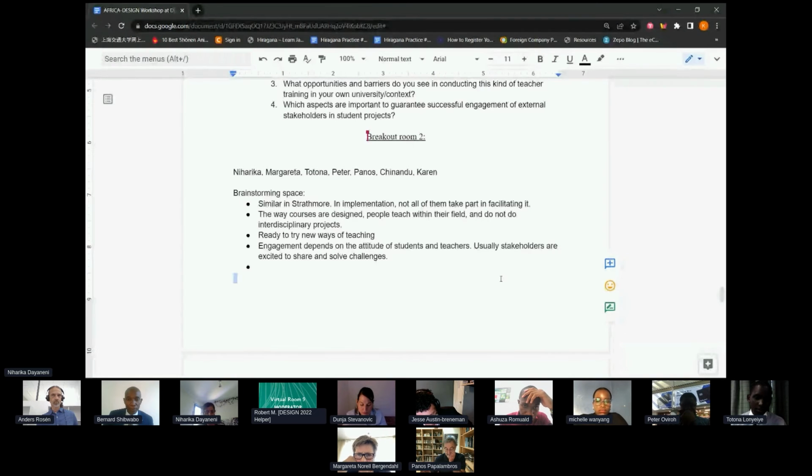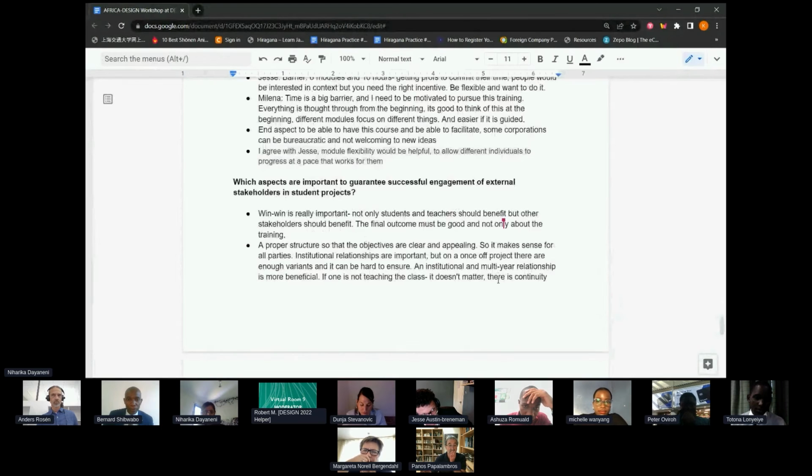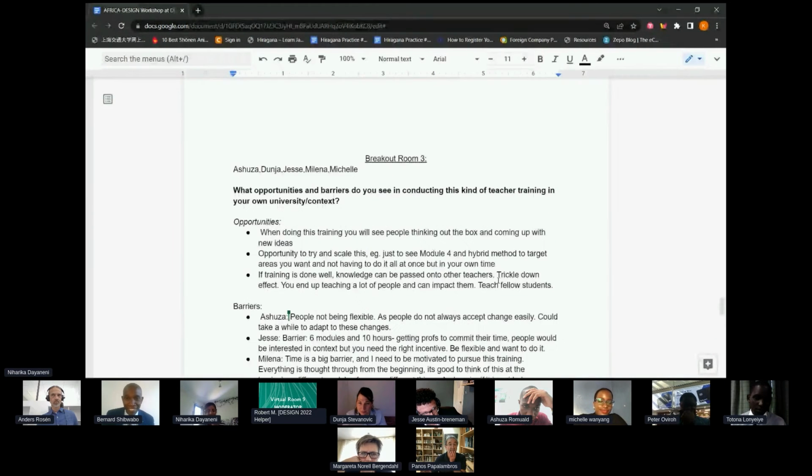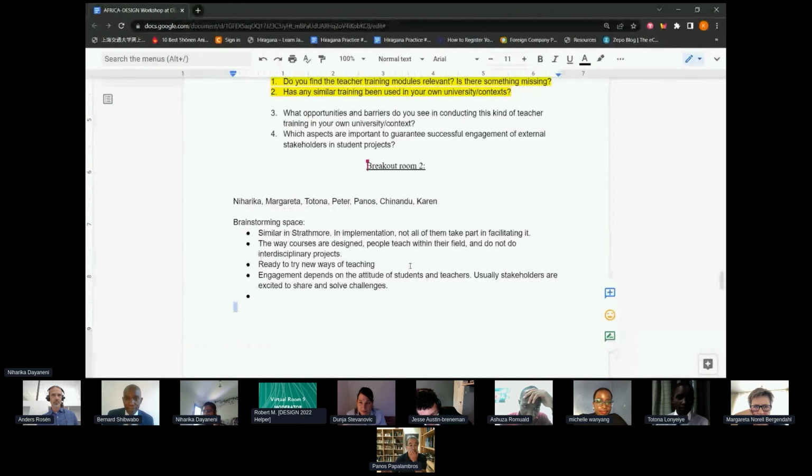But in another scenario, Professor Margareta was telling how people are ready to try new ways of teaching, even though they might not be proven scientifically, but you learn from each other's experiences that it has worked before or it's useful, and they're willing to try new ways of teaching.